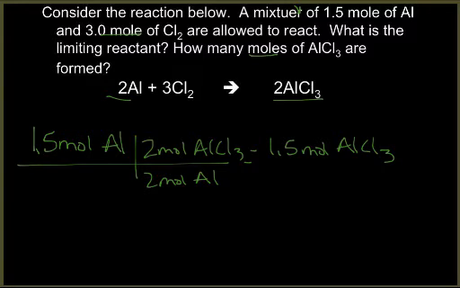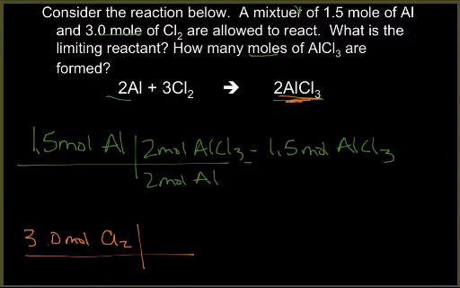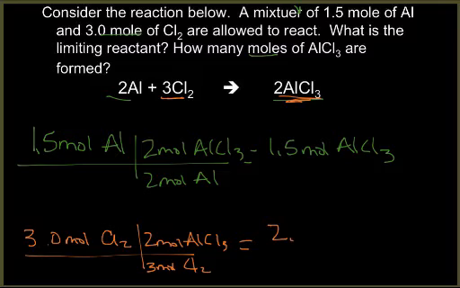And I'm going to do another problem with the other reactant. So the other one says I have 3 moles of Cl2. Same deal, still going to AlCl3. 2 moles AlCl3 for every 3 moles of Cl2. So if I go that route, I can make 2 moles of AlCl3.